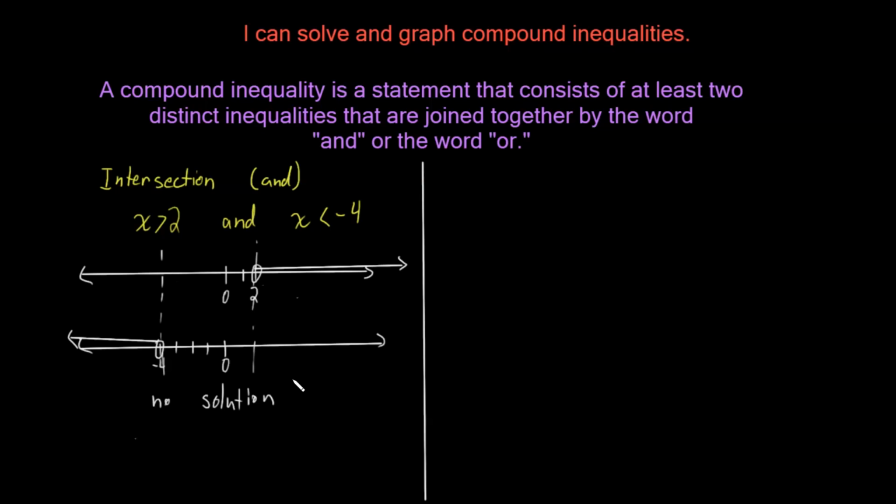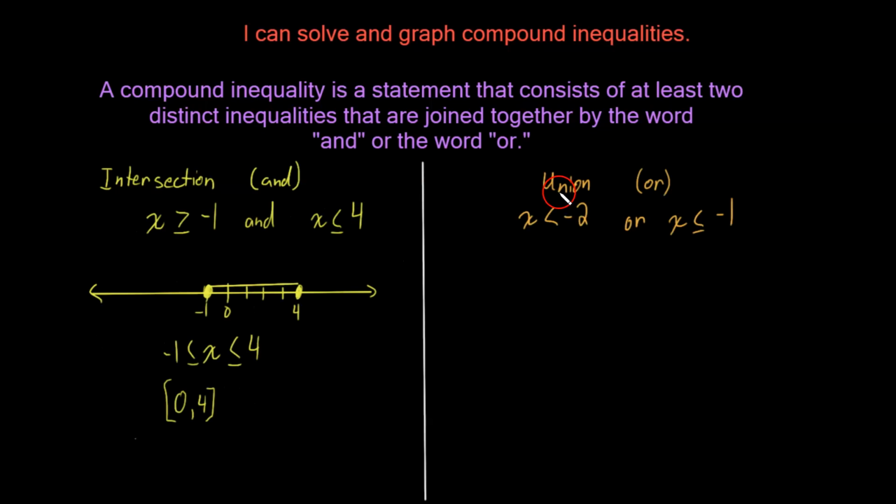Okay, so that's some examples of intersection. Now we're going to look at union, which is our "or" statements here. So we have x is less than -2 or x is less than or equal to -1. Let's look at these two on their own separate number lines. We find -2 on our number line, and x is less than -2, so we're moving to the left.